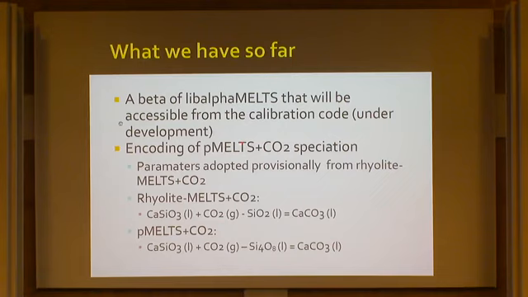In this library, I've implemented the pMELTS plus CO2 speciation in the melt, taking the rhyolite-MELTS parameters provisionally. So in rhyolite-MELTS, the speciation reaction is this. There's three possible species: calcium silicate, calcium carbonate, and a carbon dioxide species in the melt. Because the silica liquid member in pMELTS is different, we end up with this reaction, which doesn't look very different here, but in terms of code, it makes quite a lot of difference in different places.